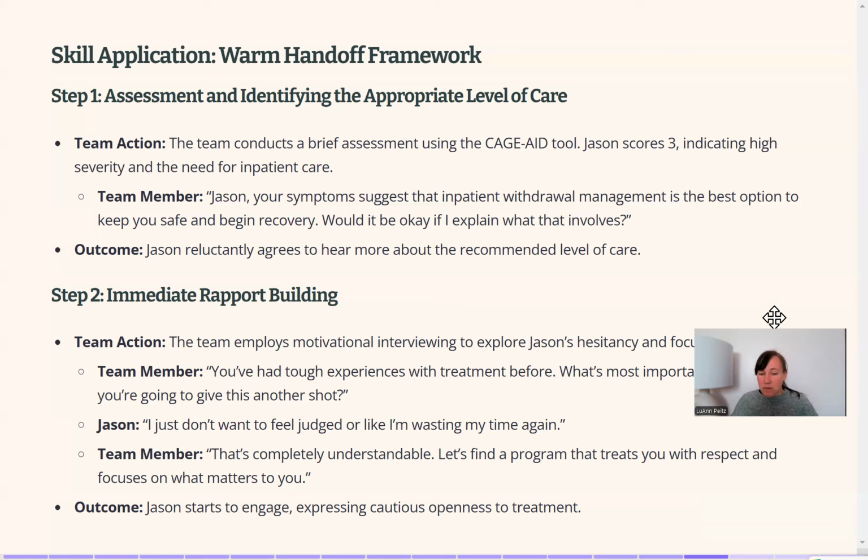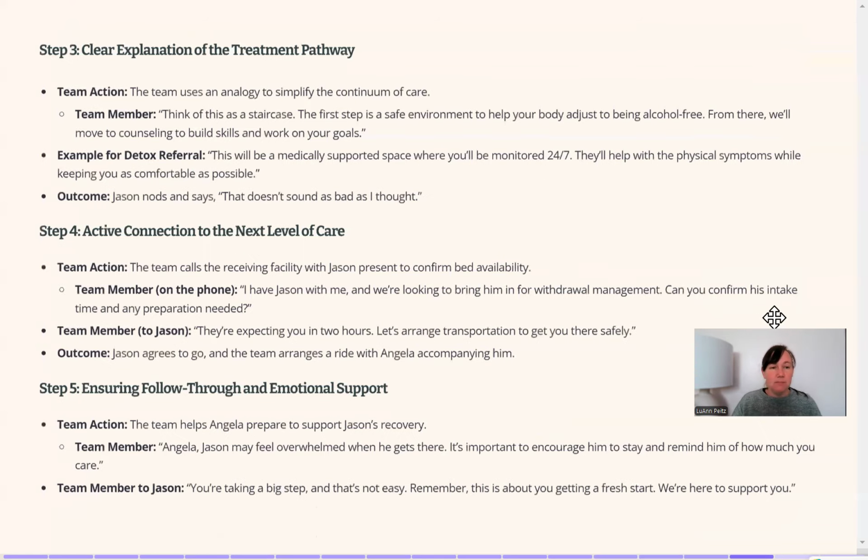So the team member here is really validating what he said and then trying to bridge the gap of the ambivalence to find a level of care that works for him. So Jason starts to engage, expressing cautious but some openness to treatment. So the next step is to clearly explain the treatment pathway. The team uses an analogy to simplify the continuum of care.